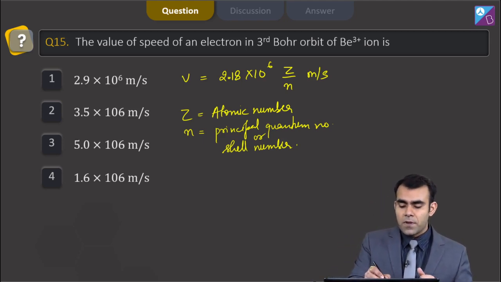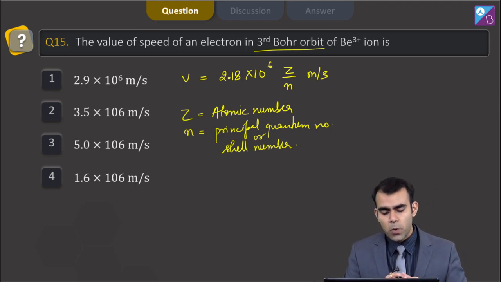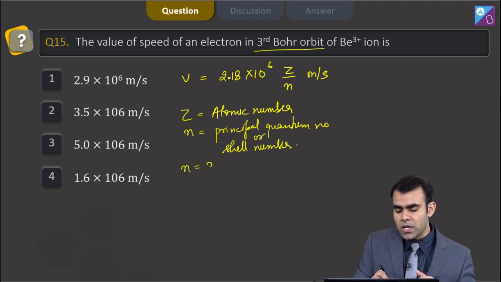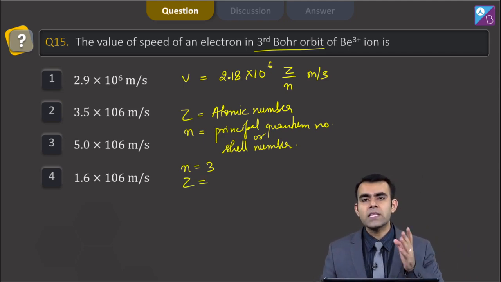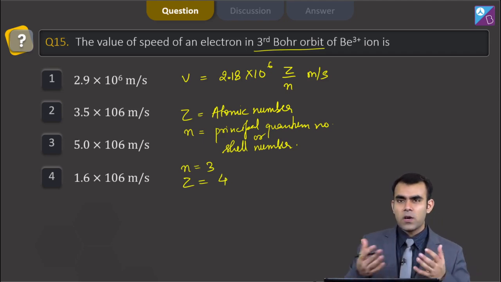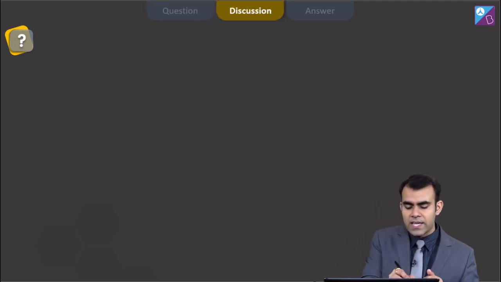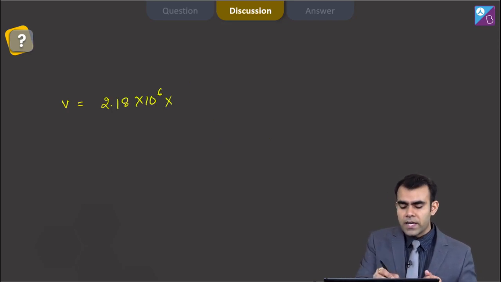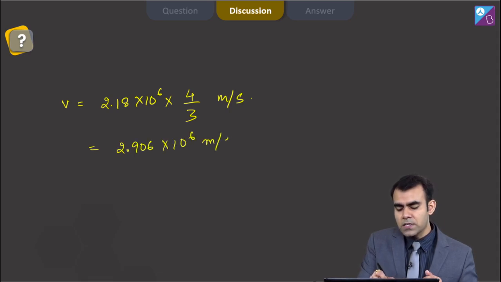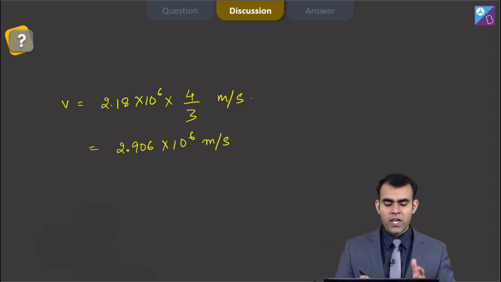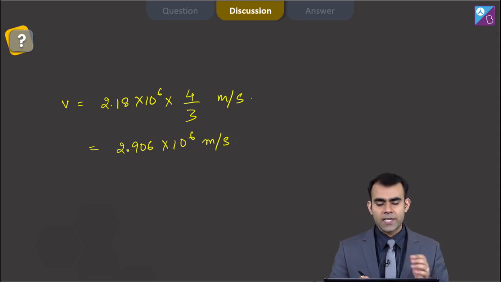So here we are talking about the third Bohr orbit. So n is equal to 3, and what about Z? What is Z for Be3+? So we have hydrogen, helium, lithium, beryllium. Z is equal to 4. Now what you have to do? You have to apply the formula only, that v is equal to 2.18 × 10^6 × Z, that is 4, divided by n meter per second, and when I calculate this is 2.906 × 10^6 meter per second.